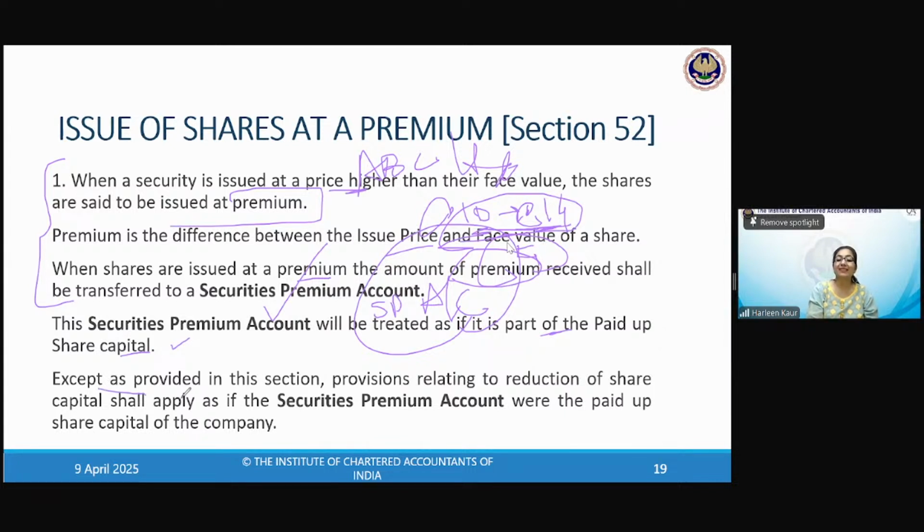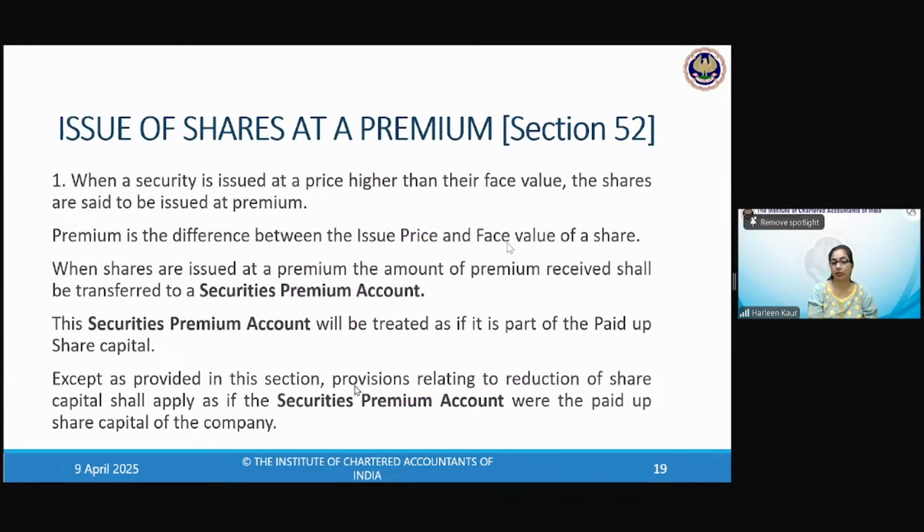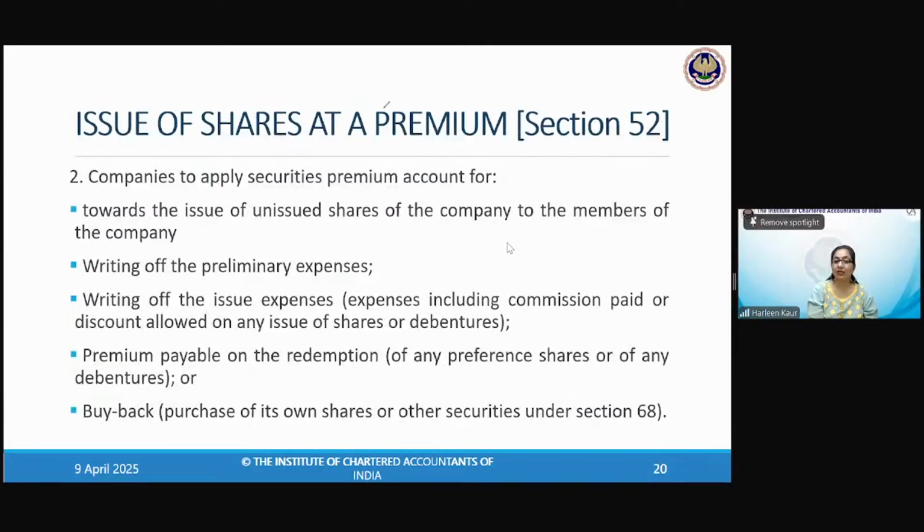Except as provided, the provisions related to reduction of share capital shall apply as if the SPA account were the paid up share capital of the company. Now, you will not understand reduction of share capital as of now. When we do reduction of share capital under section 66, then we will come to this point. As of now, what we have to understand is, number one, how the premium is created when shares are issued at a higher price. The difference goes into a separate account, that is securities premium account. Number two, how the utilization has to be done for this securities premium amount. This is your important question.